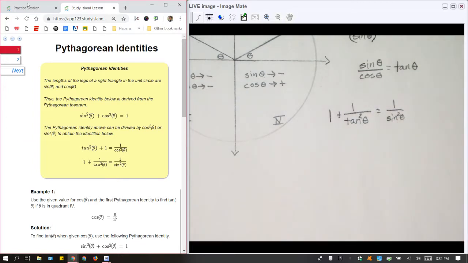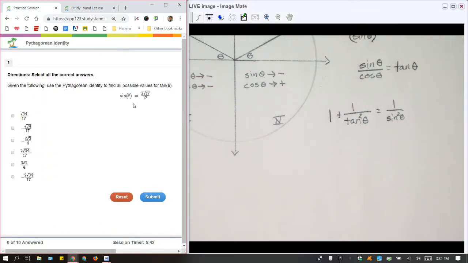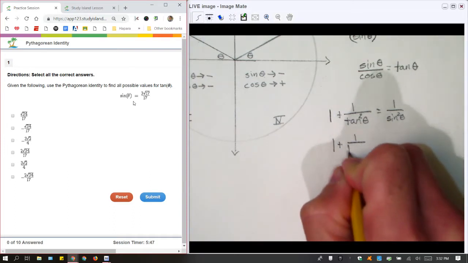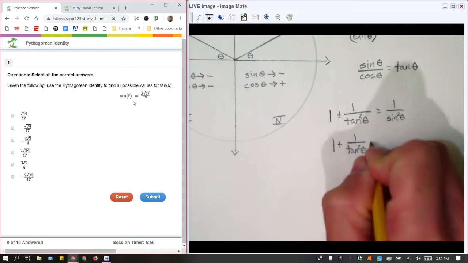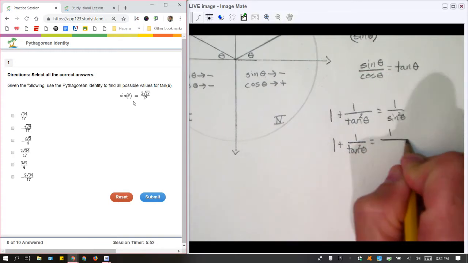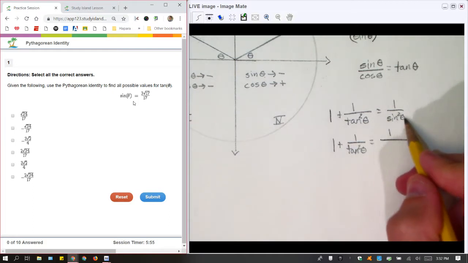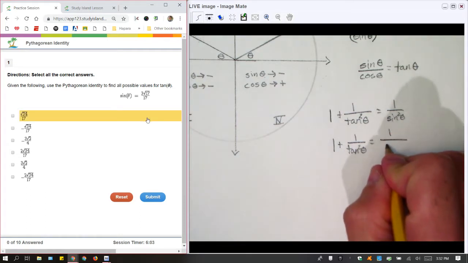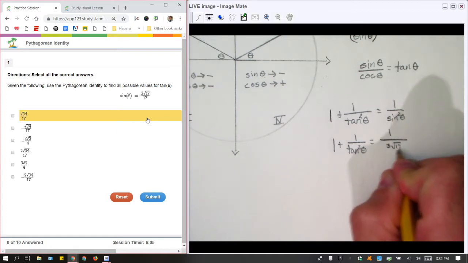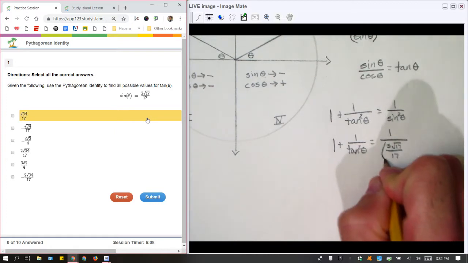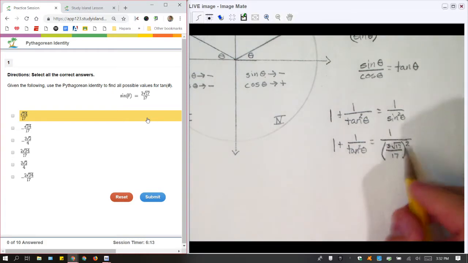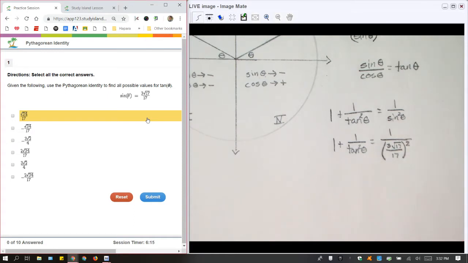And now let's plug in what we know. We know the sine of theta. So 1 plus 1 over the tangent of theta squared is equal to 1 over... Now, I don't know the sine of theta squared yet. I just know the sine of theta. So I need the sine of theta, which is this whole thing, squared. So I'm going to write the sine of theta, which is 3 times the square root of 17 over 17. But I need to square this whole thing to get the sine of theta squared. So now I have to multiply this out and figure out what that is.